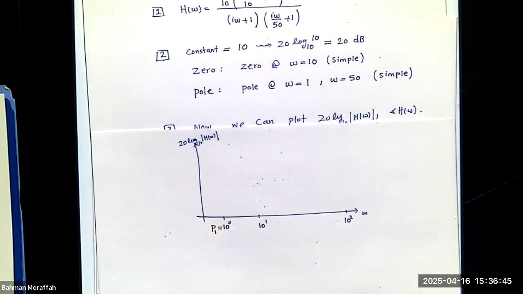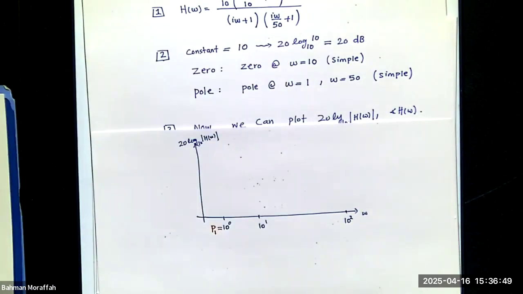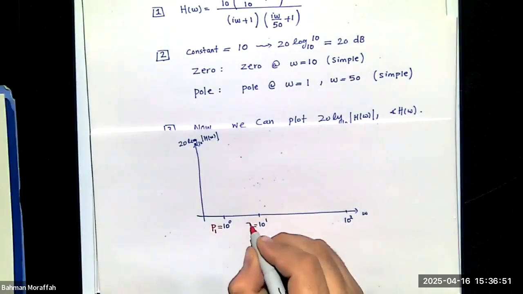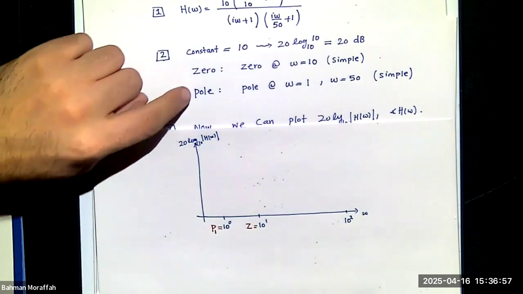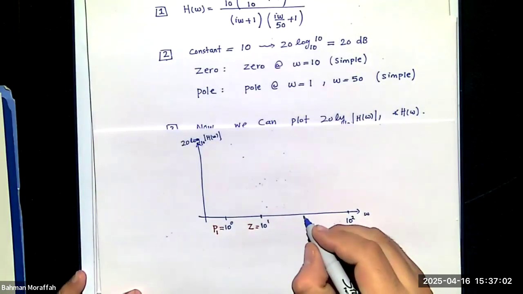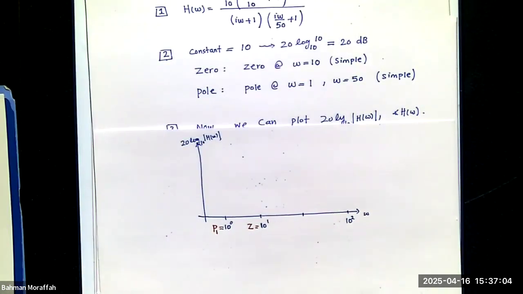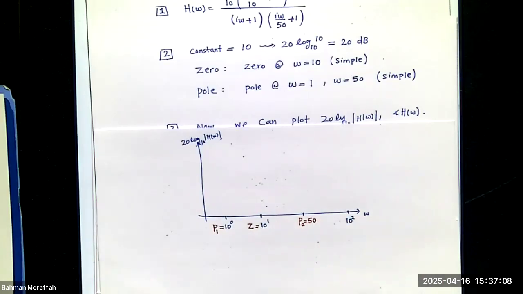I know I have a 0 at omega equal 10, which is 10 to the power of 1. So this is my 0. And I know I have another pole at omega equals 50, which is somewhere in between. So this is P2 equals 50.